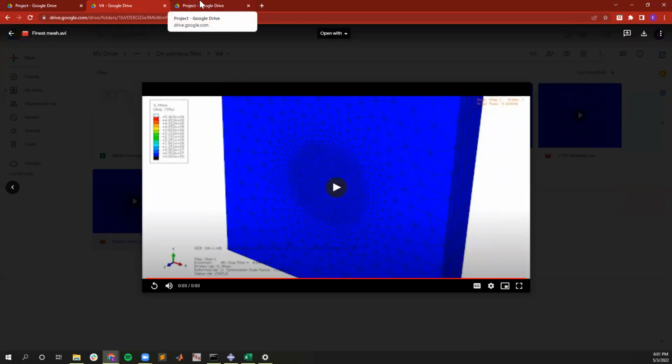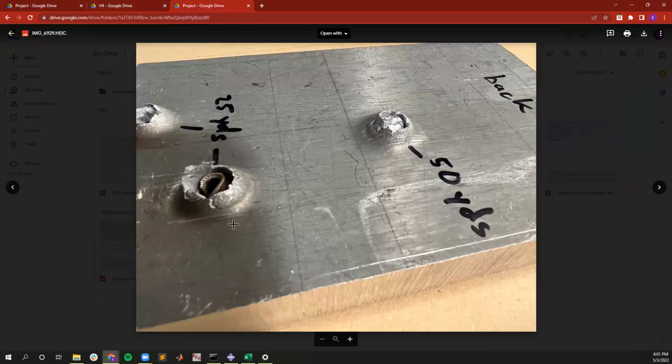Next, I want to compare it to the actual deformation that we shot in real life. As you can see, we shot one at 25 yards, one at 50 yards. There's about an 8 millimeter mushroom all around the bullet. This is from the exit of the bullet, and it's about 8 millimeters tall from the back of the plate to the top of this mushroom. And that'll be explained later in the mesh convergence.